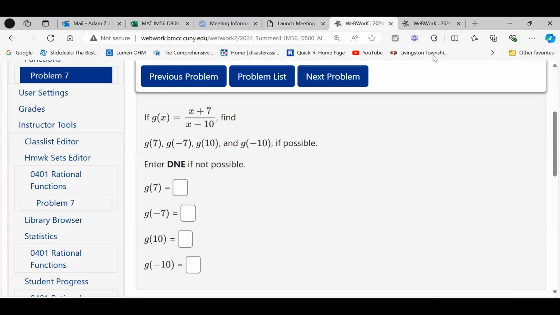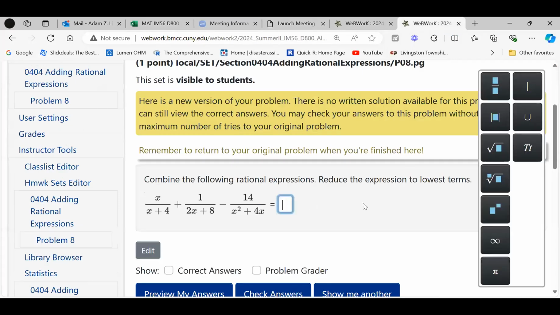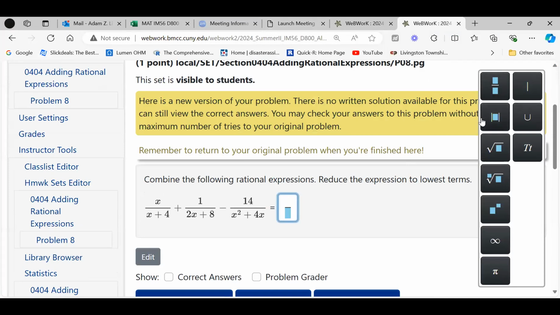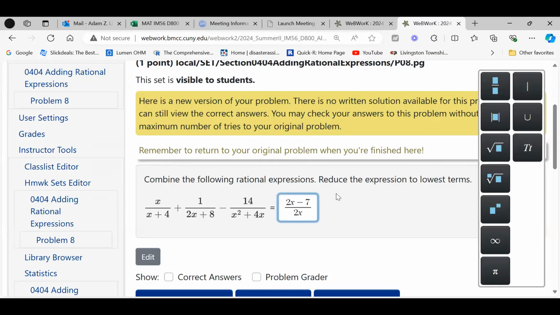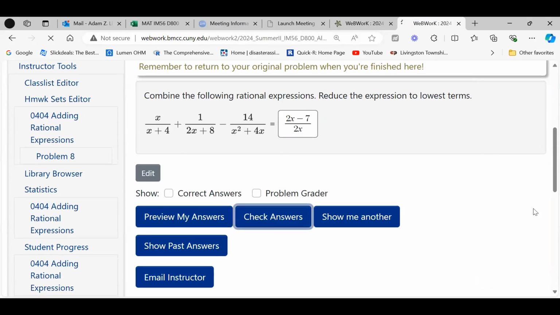All right, so let's go back to the question and let's put in answers here. 2x plus 7 over 2x, plus or minus 6. Yeah, minus 7. X minus 7 by 2x. And check the answer.